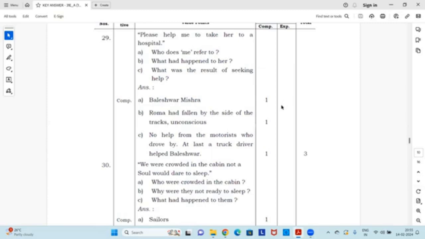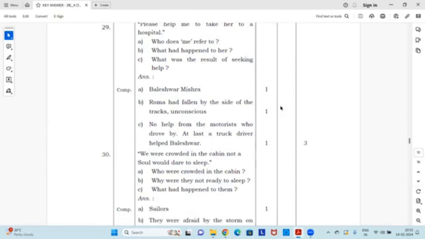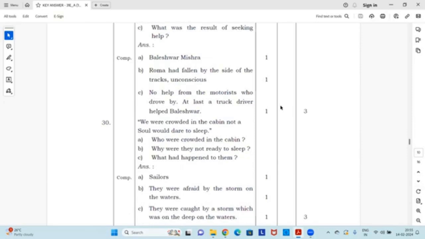Okay, question C. What was the result of seeking help? No help from the motorist who drove by. At last, a truck driver helped Baleshwar. Okay, so this is how you write the answer.